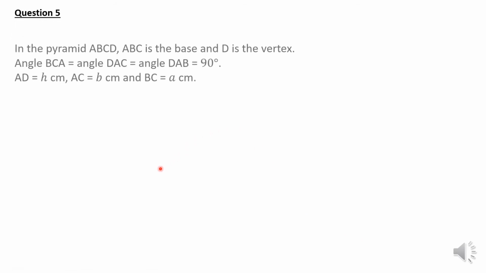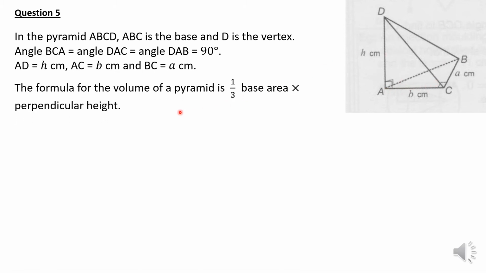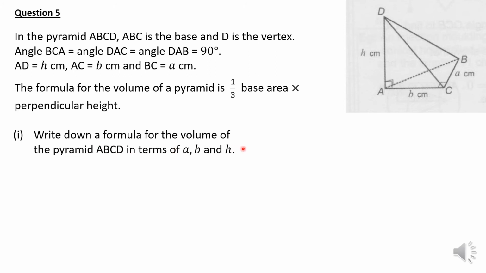Question 5 is about a pyramid. They are saying here that ABC is the base. As you can see, this base is triangular, and then you have all the other information. The important one here is they want us to write down a formula for the volume using this A and this B. Because this triangle is a right angle triangle, this could be A, C, B. So I can have here A and a capital B.